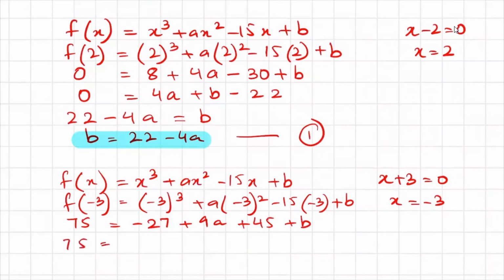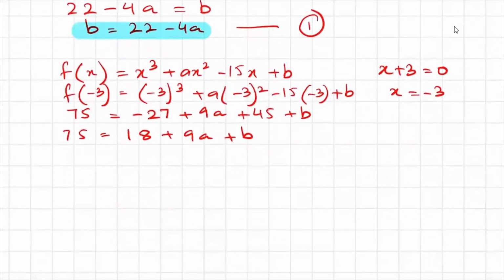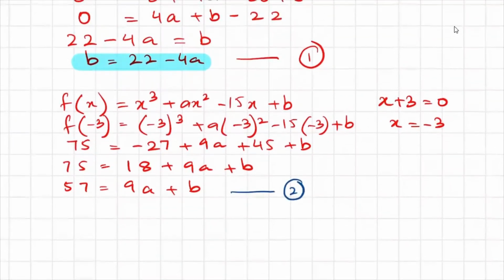75 equals negative 27 plus 45, which is 18, so 18 plus 9a plus b. I'm going to take 18 over there. So 75 minus 18 is 57, equals 9a plus b. This is my second equation. The first equation had the subject of b, so I'm going to substitute this value in place of b over here. So 57 equals 9a plus 22 minus 4a.